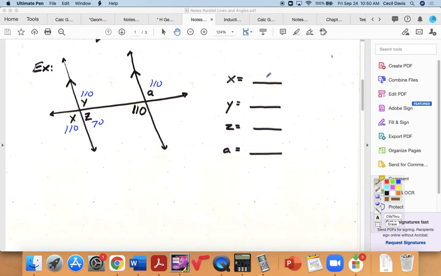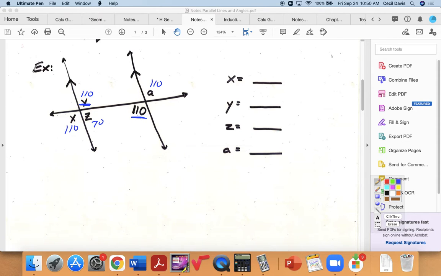All right, before we go on, don't turn that page. Let's look at something. What type of angles are the 110 and the y?